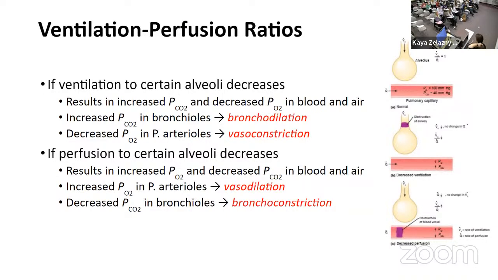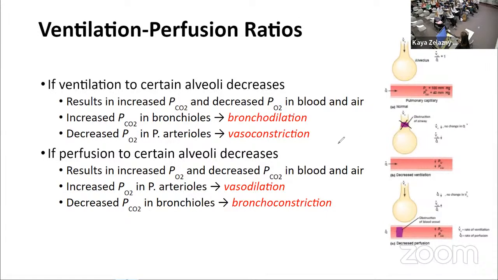So if you have a decrease in ventilation to an alveolus, what we're saying is you obstructed that alveolus, so you blocked it off. That's what this first scenario is talking about. Now you can't breathe off that carbon dioxide from that alveolus anymore because it's stuck because there's a blockage. So you're going to see an increase in carbon dioxide. And you're not breathing in anymore, so you're not getting new oxygen. So you see a decrease in partial pressure of oxygen.